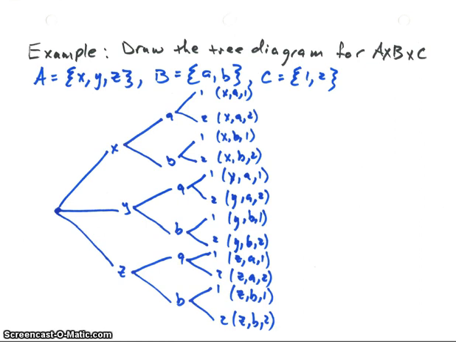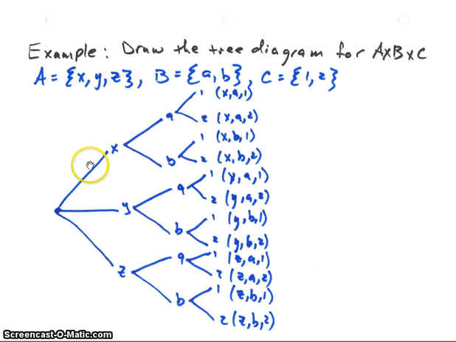Here's a quick example. Suppose we want to draw the tree diagram for this particular product set, A cross B cross C. So there's three sets that we're going to choose from. We're going to do set A first, then set B, then set C. In this case, set A consists of three items, X, Y, and Z. Set B consists of A and B, and set C consists of 1 and 2.